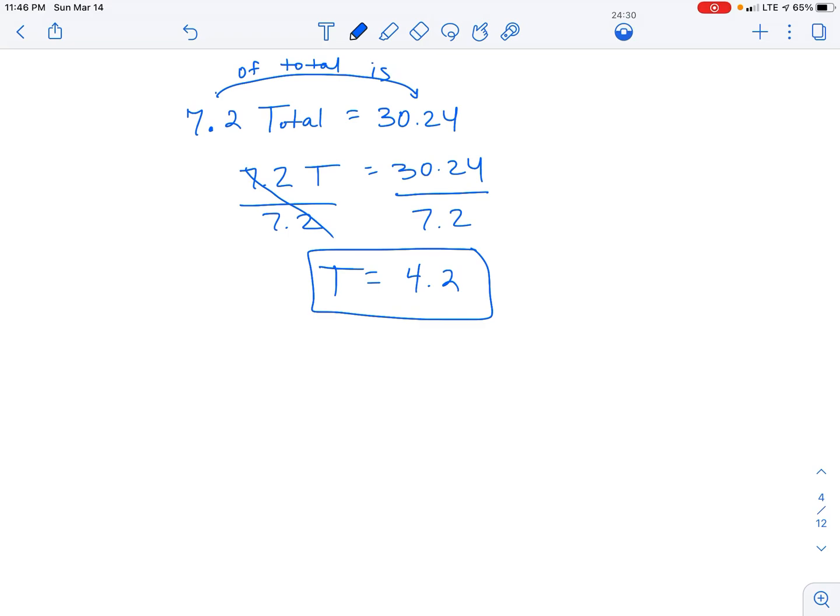Okay, so she guessed a certain amount, but it wasn't correct. So we had to figure out what 7.2 is the part of what total. 7.2 is 30.24, but what was that a part of? Okay, so you had to figure out the total number, the larger number.